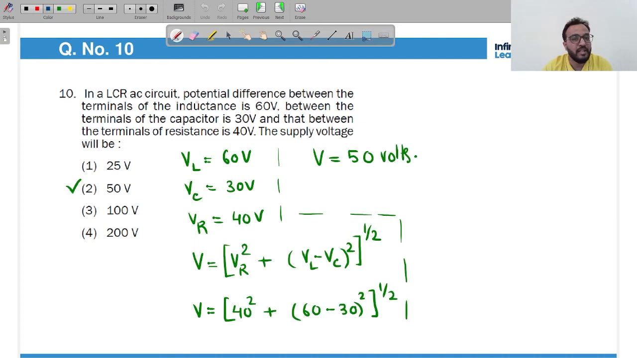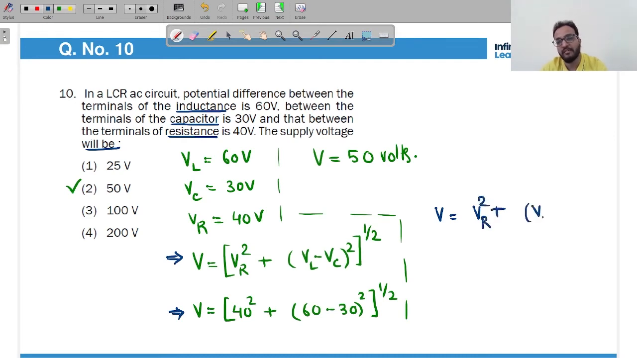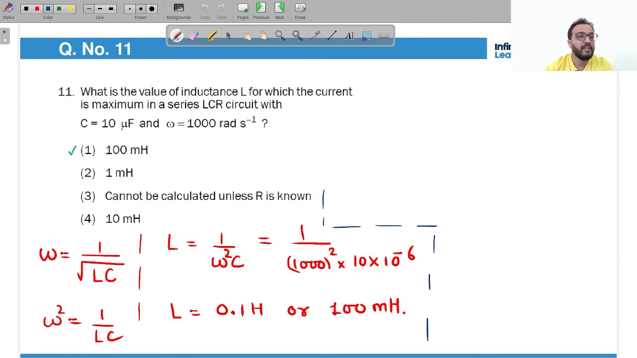Now in an LCR circuit, the potential difference across the inductance is given, across the capacitor is given, and across the resistance is given, and the supply voltage will be... See, there's a relationship. V is equal to the square root of VR square plus VL minus VC whole square. You apply this formula and get your answer, right? Remember this: V equals the square root of VR square plus VL minus VC whole square. Do you understand this?